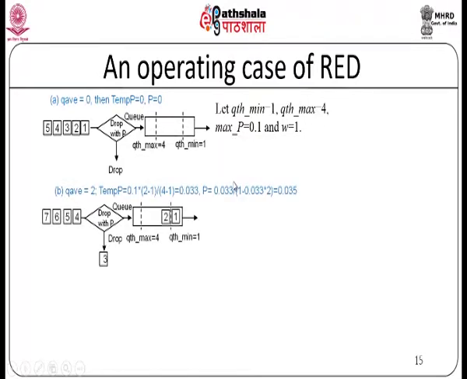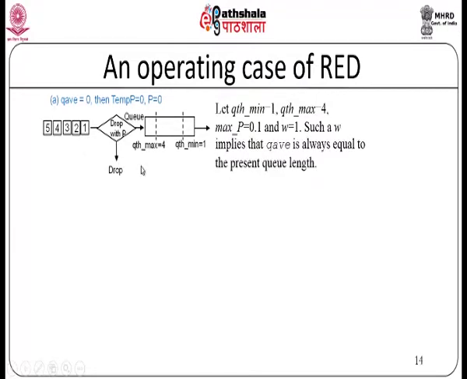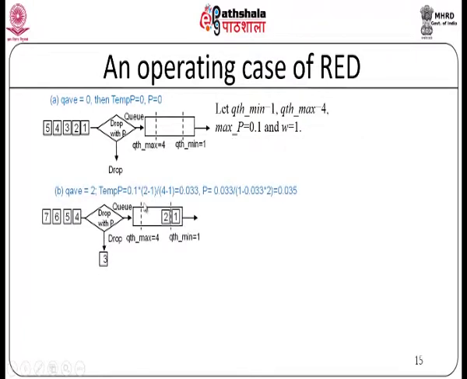So if you look at this, initially when packets are coming in, the temp P value will be 0, P is equal to 0, because the average length is 0. So no packets are dropped, and packets start getting queued. Let us say 2 packets are in the queue, so the average queue length is 2. Your temp P is calculated as 0.1 into (average minus minimum threshold, 2 minus 1) divided by (maximum threshold minus minimum threshold, 4 minus 1), which comes to about 0.033, and we have not dropped any packets so far.